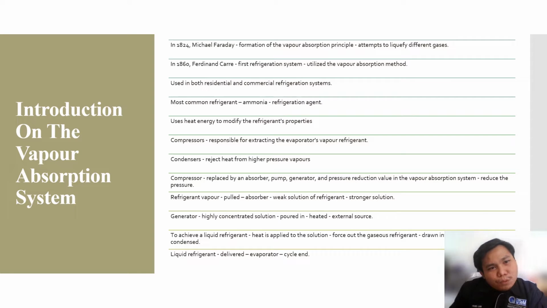Refrigerant vapor is put into an absorber where it is absorbed by the weak solution of refrigerant, creating a stronger solution. In the generator, the highly concentrated solution is poured in and heated by an external source. To achieve a liquefied refrigerant, heat is applied to the solution in order to force out the gaseous refrigerant, which is then drawn into the condenser and condensed. Afterwards, the liquid refrigerant is delivered to the evaporator, bringing an end to the cycle.